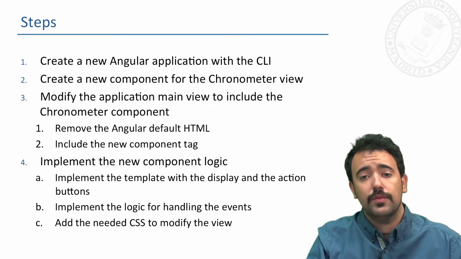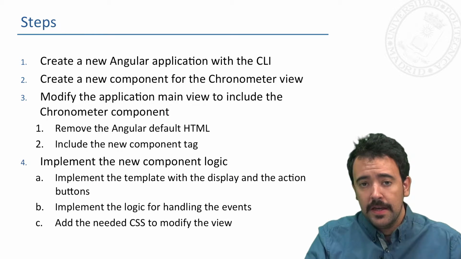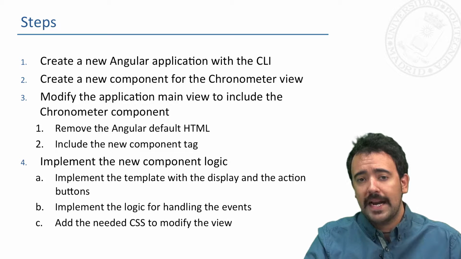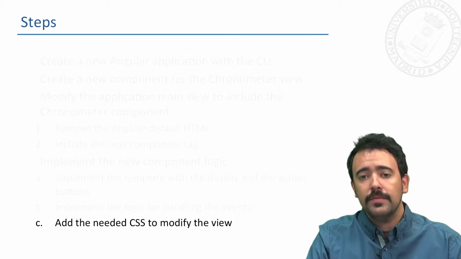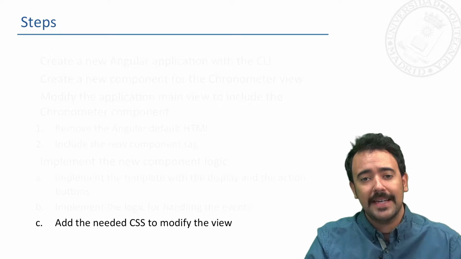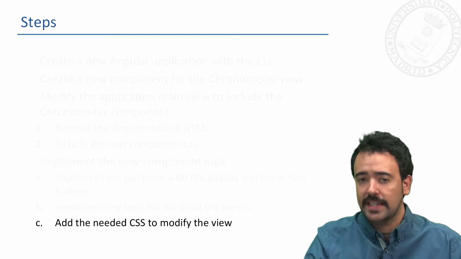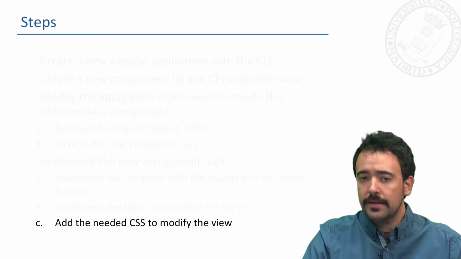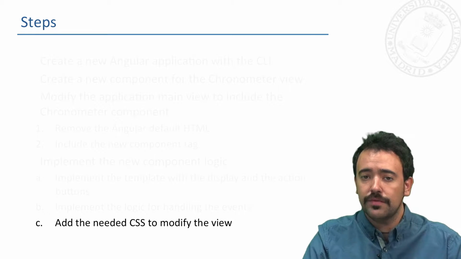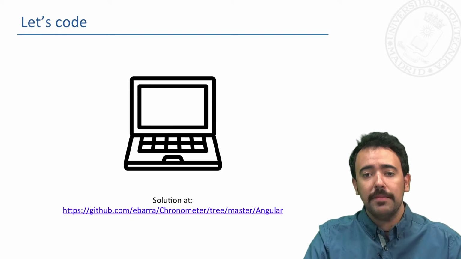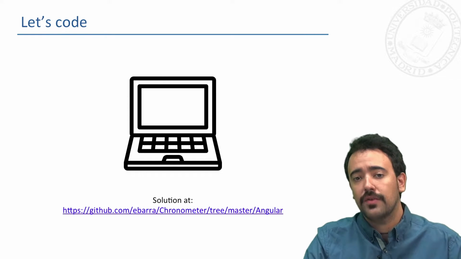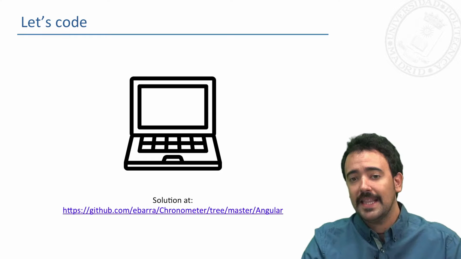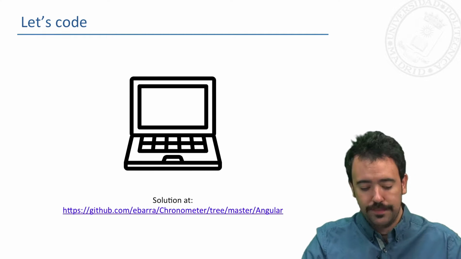In previous videos, we created the application and a specific component for managing the logic and the template of the Chronometer. In this video, we are going to add some classes to the template in order to style the application. Remember that learning CSS is out of the scope of this MOOC, so I'm going to use an already implemented CSS file that you can of course find at the link we provide with this solution.